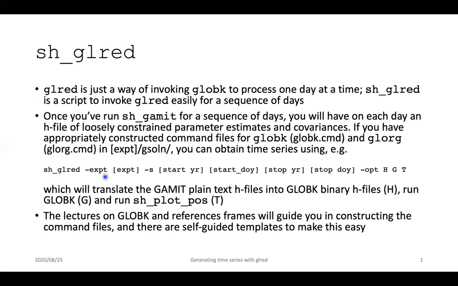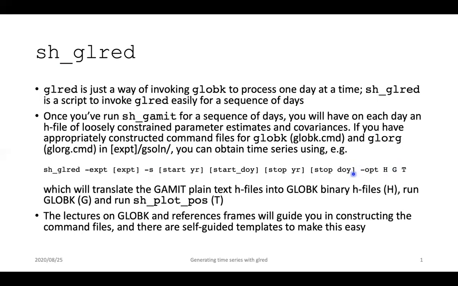You have sh_glred with the experiment name, a start time, and a stop time. Notice here that this -s option needs a start year and a start day, and a stop year and a stop day. This is different to sh_gamit, where we would just have a year and then a start day and a stop day, because sh_gamit expects to run, or can only run, within one year. Whereas sh_glred can combine or create time series over many years. So it's just a subtle difference there in the -s option of sh_glred versus sh_gamit.